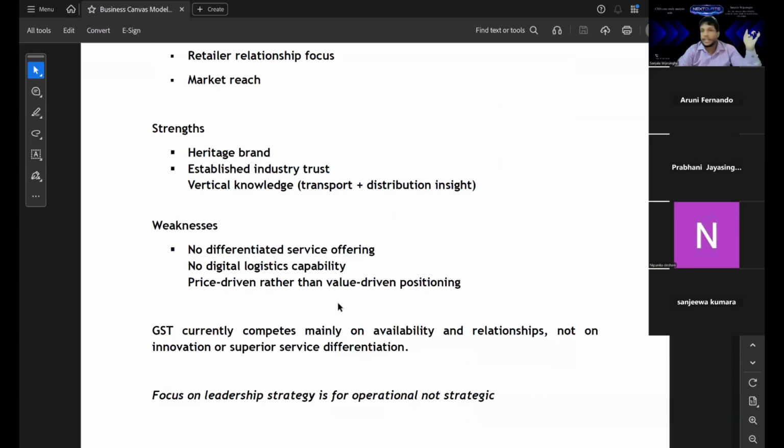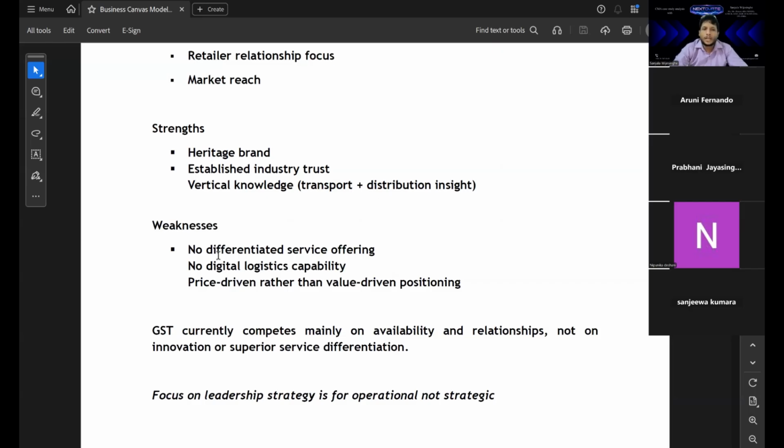Then when it comes to the strengths and weaknesses, you see heritage brand. No doubt on that one. Heritage brand. They have, I think, third generation now, right? More than 75 years. I think if I'm not mistaken, it started, yes, 1950. That means 75 years ago they started. Then established industry trust. The case study itself says that they have an established network, a good network. Then the vertical knowledge also, transport plus distribution insight, right? While you are doing transportation, you are going into distribution as well.